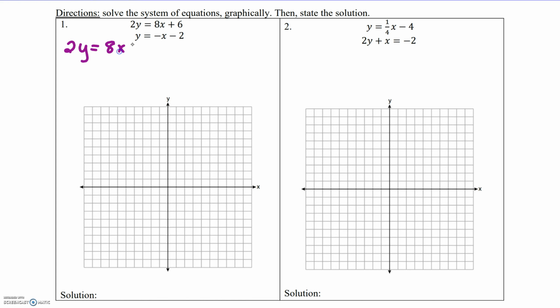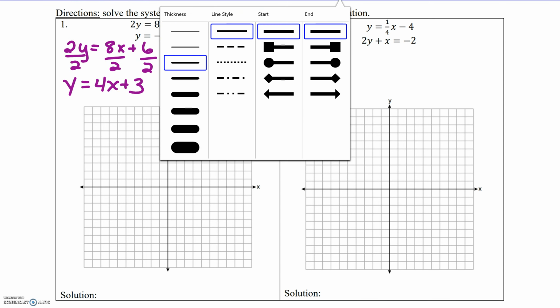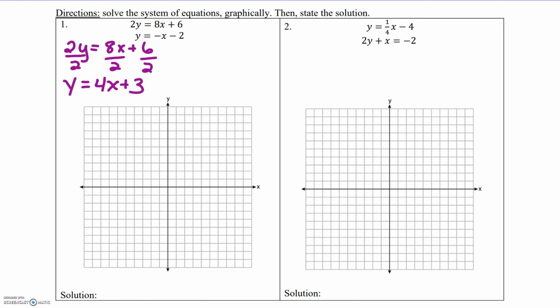For the top one, we need to divide everything out by 2 to get y by itself. So y equals 4x plus 3. The positive 3 tells us to begin on the y-axis at 3 because that's our y-intercept, and then the 4 tells us to go up 4, right 1.